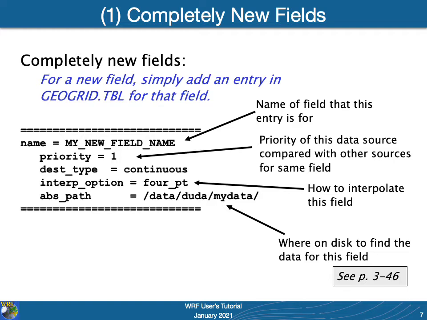So if our new data set falls under the first category, a completely new field, then the thing that we need to do is to edit the GeoGrid table and add a completely new entry. So the important keywords to specify in the new entry firstly are name. We need to give a name to the field that will be produced in the GeoGrid netCDF output. In this case, we've called it my new field name, but you should choose something better. Typically, we have just a single source for this new field, in which case the priority should be set to 1. And then we need to indicate whether this is a continuous or categorical data set. And then finally, as we discussed earlier, we need to specify the path of our data set on the file system and how we want the GeoGrid program to interpolate this data onto our ARW model grids.